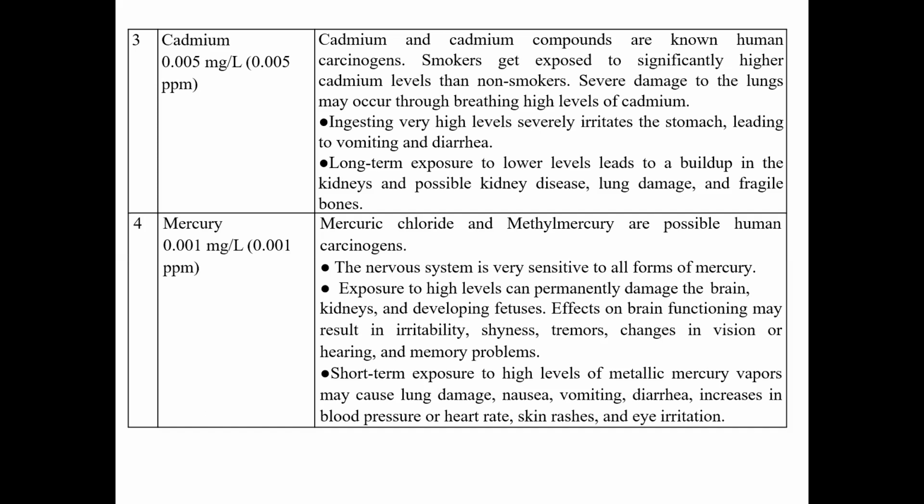Mercury chloride and methyl mercury are possible human carcinogens. The nervous system is very sensitive to all forms of mercury, and exposure to high levels can definitely permanently damage the brain, kidneys, and developing fetus. Effects on brain functioning may result in irritability, shyness, tremors, changes in vision, and memory problems. Short-term exposure to high levels of metallic mercury vapors may cause lung damage, nausea, vomiting, skin irritation, heart rate increase, blood pressure increase.